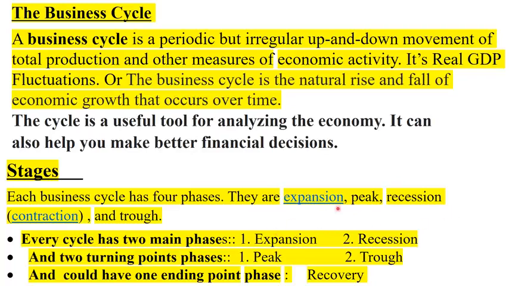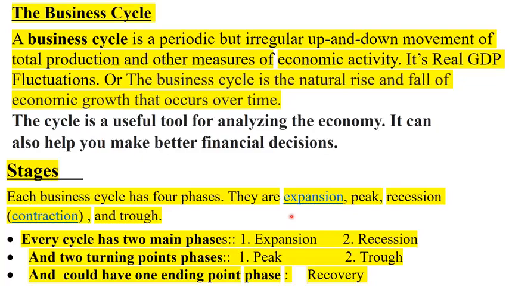Let's talk about each one. Every cycle has 2 main phases, expansion and recession, and 2 turning points, which we call peak and trough. It could also have 1 ending phase called recovery. Recovery is coming from here to there. This is the recovery stage. Recovery is the ending point. That's what we call it. I want you to study this by heart to be able to talk about it.